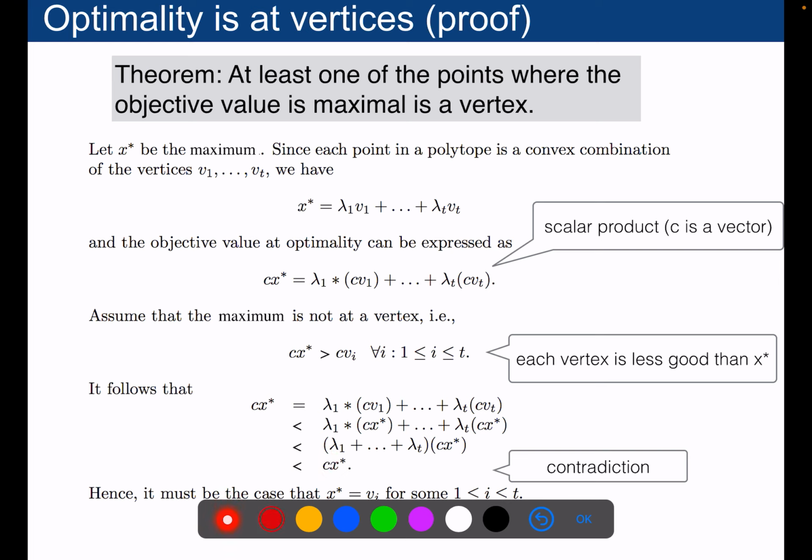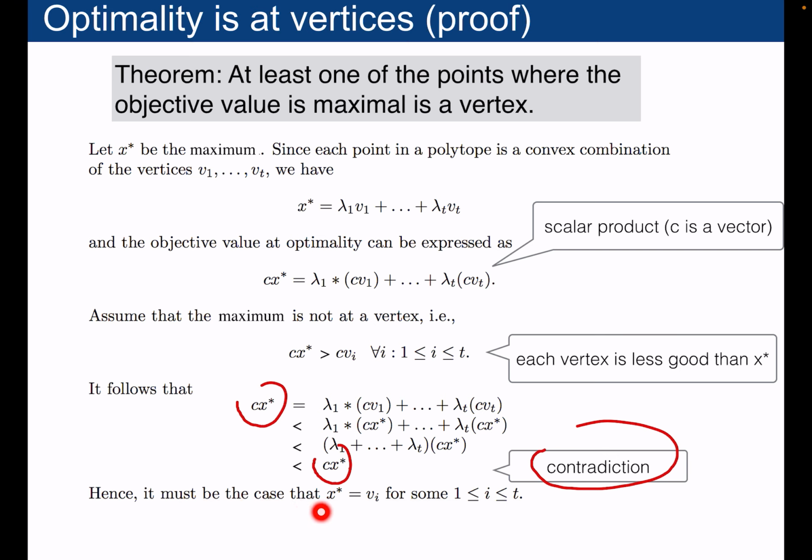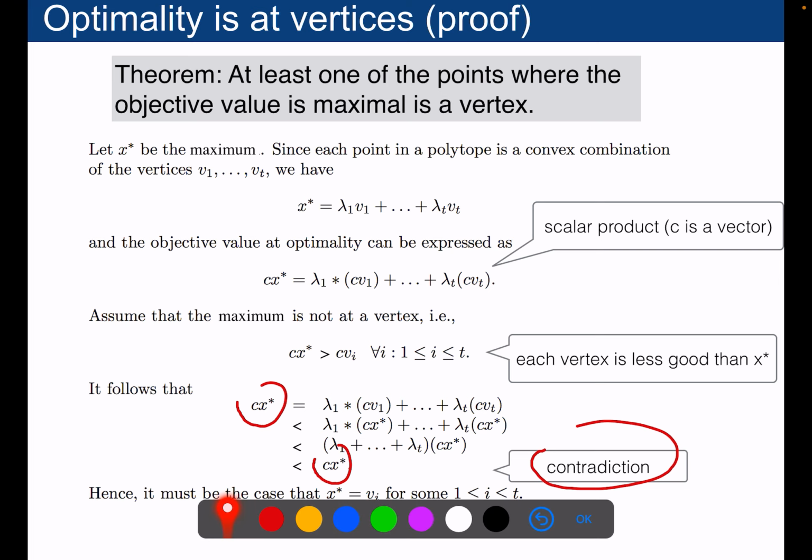And this is clearly what we call a contradiction. It's impossible that c x star is less than c x star because it's the same value. Hence, it must be the case that one of the hypotheses was not true, and so it must be the case that for some i, it is at least as good as the optimal solution. So it must be that the optimal solution is equally good to at least one of the vertices. Okay, so there is at least one vertex that is an optimal solution.